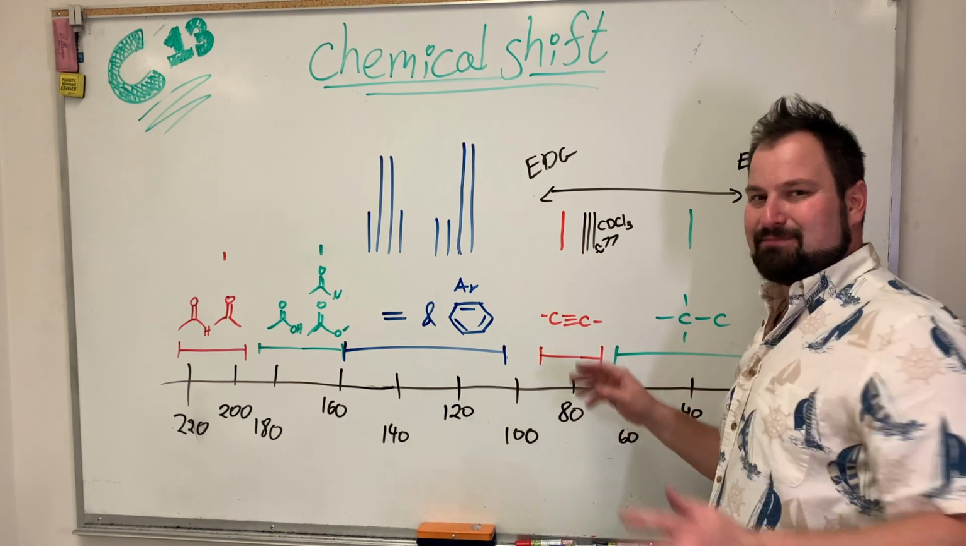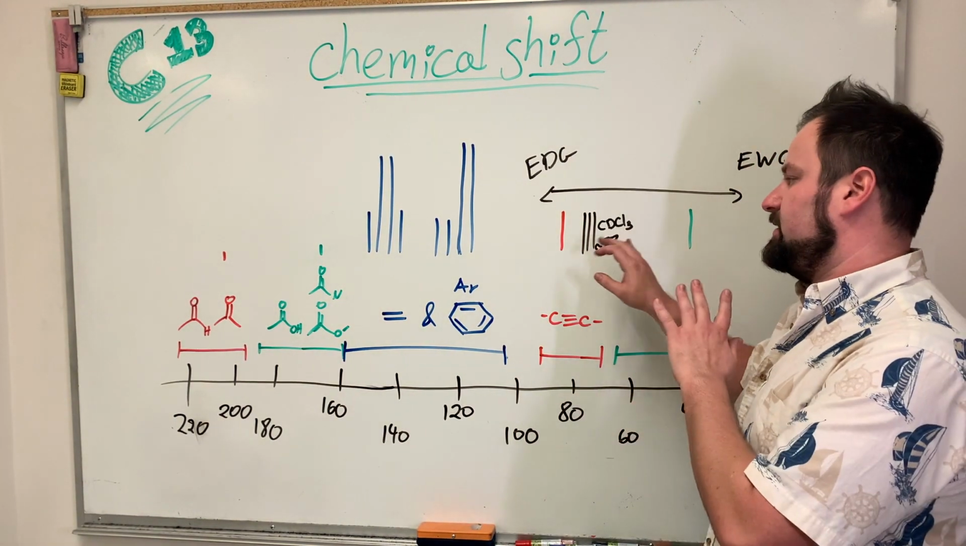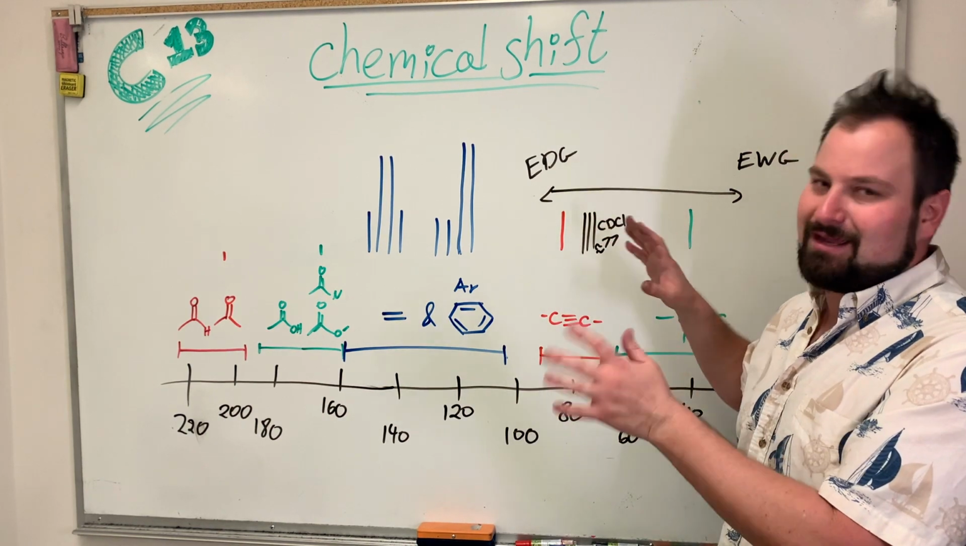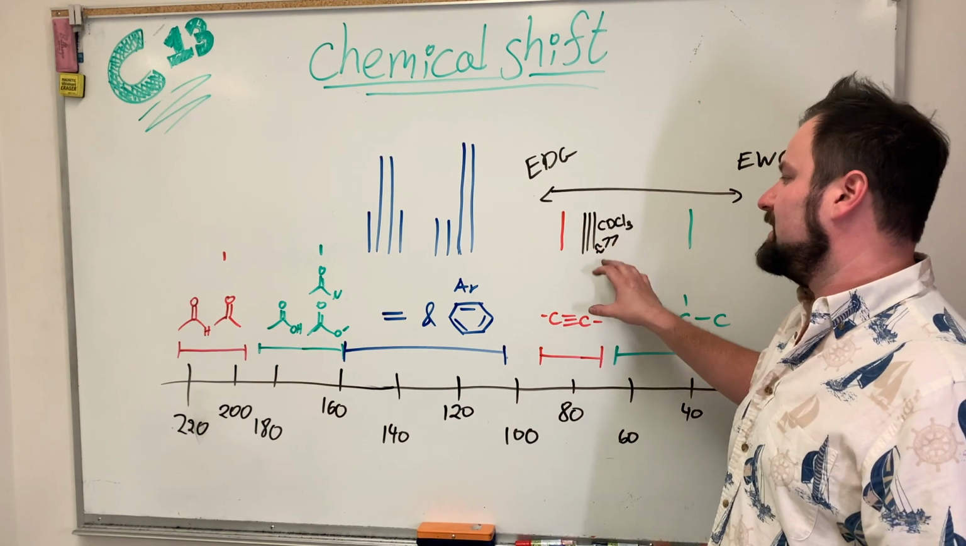This is the only kind of splitting you'll ever see. This usually happens at 77. This is just a solvent. It's a triplet-looking thing. Just ignore it if you see it.